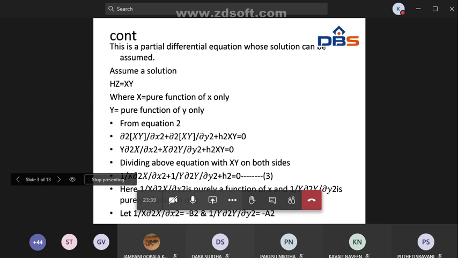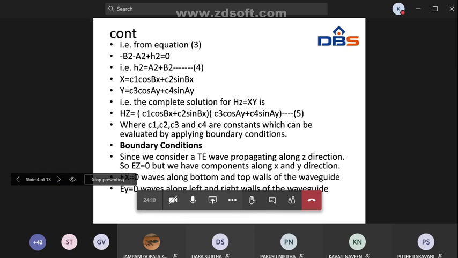Okay. So equating each term to a constant, we can write (1/X) ∂²X/∂x² equal to −b², and (1/Y) ∂²Y/∂y² equal to −a². So substitute these two in equation 3: −b² − a² + h² equal to 0, then we can write h² equal to a² + b², right?